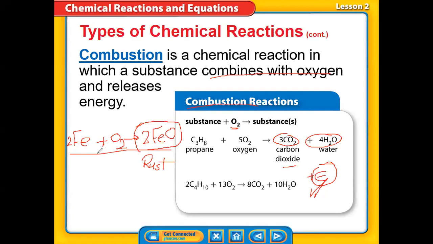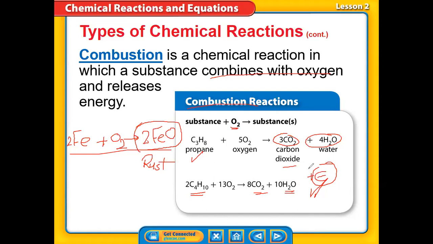It's just a simple synthesis reaction: iron combined with oxygen to produce iron oxide. While in a combustion reaction, the products are constant all the time, whatever the substance. For example, here propane, C3H8, and that's butane. They are two different chemical substances, but the results are always the same: carbon dioxide, water vapor, and heat or energy is released.